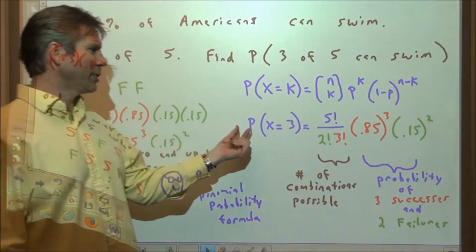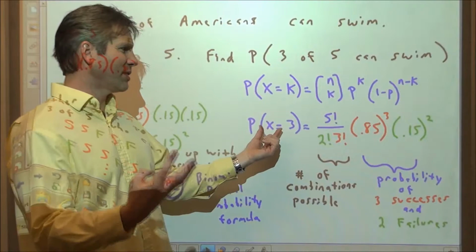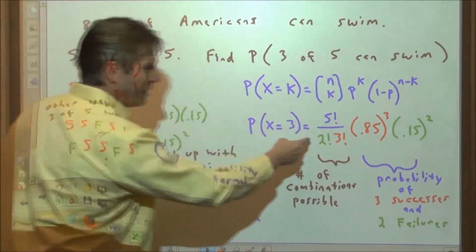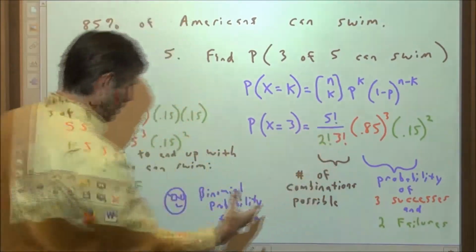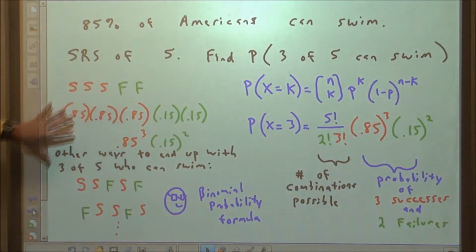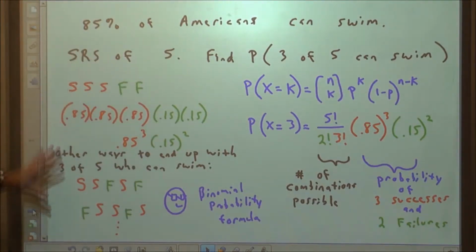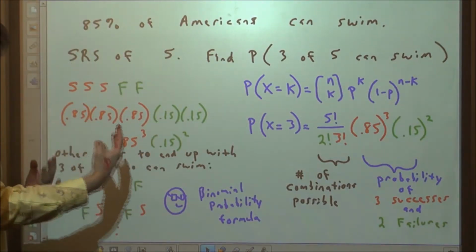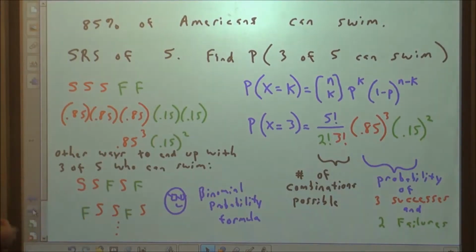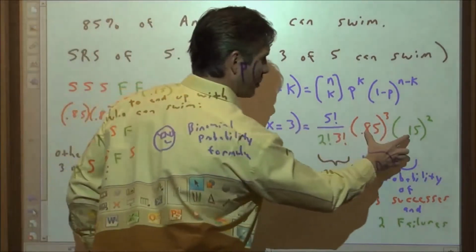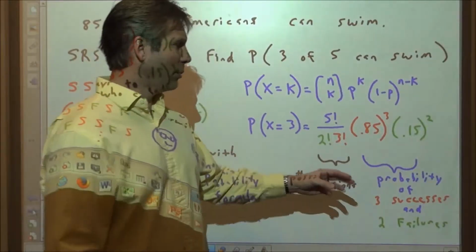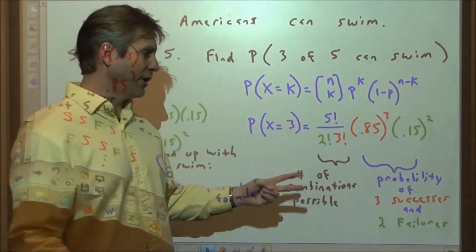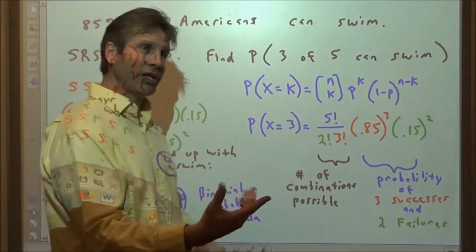In our problem, the probability of getting 3 successes in a sample of 5, this part of the formula counts the number of combinations, the number of ways that you can end up with 3 out of the 5 people selected being swimmers, and then that gets multiplied by this, which is the probability of getting 3 successes and 2 failures in any of these situations.